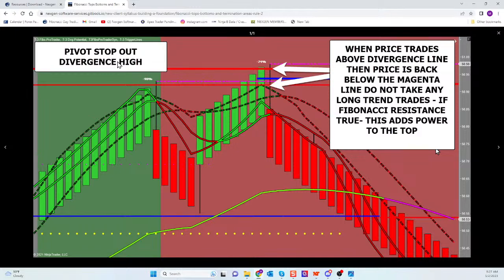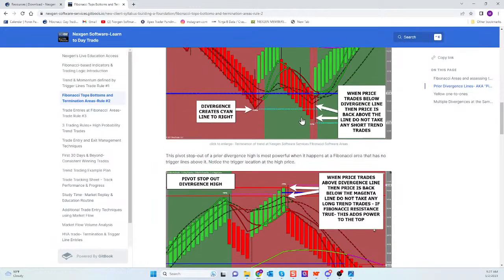This one happens to be called a pivot stop out of a divergence high. Here is your divergence high that happens at resistance, and a pivot stop out means that price exceeds and then trades back to the other side of. When this happens at key Fibonacci areas, guys, it becomes a very powerful indication that that market may be reversing.